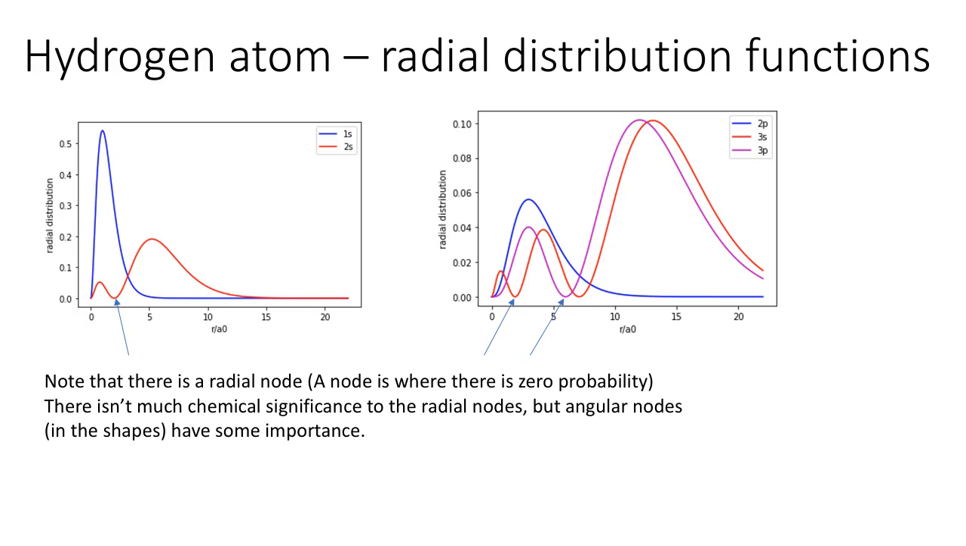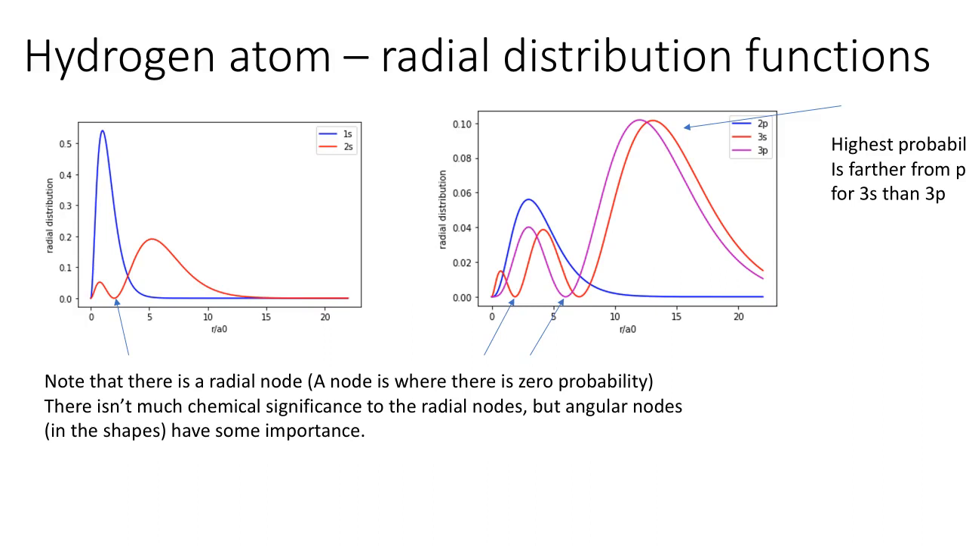There's not much chemical significance to the radial nodes. It's just interesting. The angular nodes, which we talked about in the last video, have more importance in terms of chemistry, mostly because they partly dictate the shape, and shape dictates how bonding occurs and so forth. If you look at these plots, you can also figure out the highest probability based on the maximum of the radial distribution function.